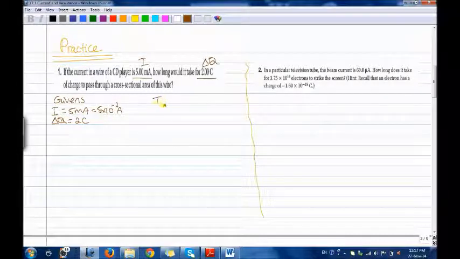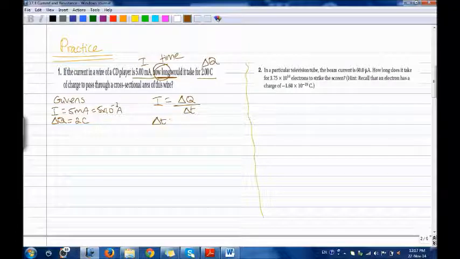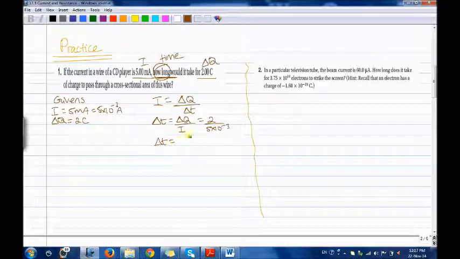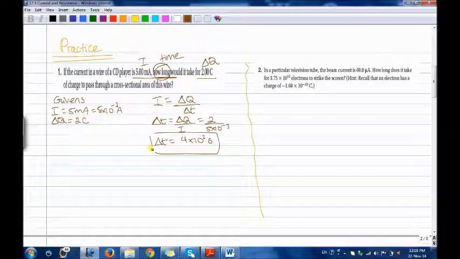So the formula: we said that I equals delta Q over delta T. If we switch it around, because they want us to find the time, how long. When they say how long, that means they want the time. So it's going to be delta T equals delta Q over I. So delta Q is 2 over 5 times 10 to the power of negative 3. So delta T will be 4 times 10 to the power of 2 seconds. So the unit is in seconds.